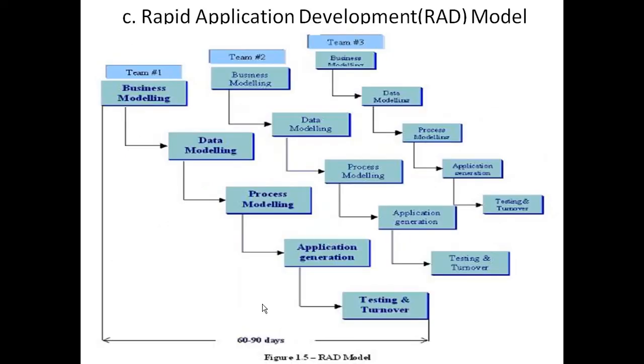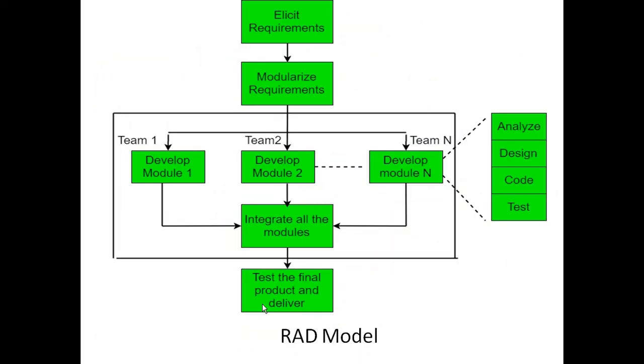So we can show the model in either this representation or this representation. It is the same: requirements are taken, then the modularized requirements, that is the finalized requirements, are subdivided among the teams: team 1, team 2, up to team n. So team 1 will handle model 1, team 2 will handle model 2, and team n will handle model n. And this development phase includes analysis, designing, coding, and testing.